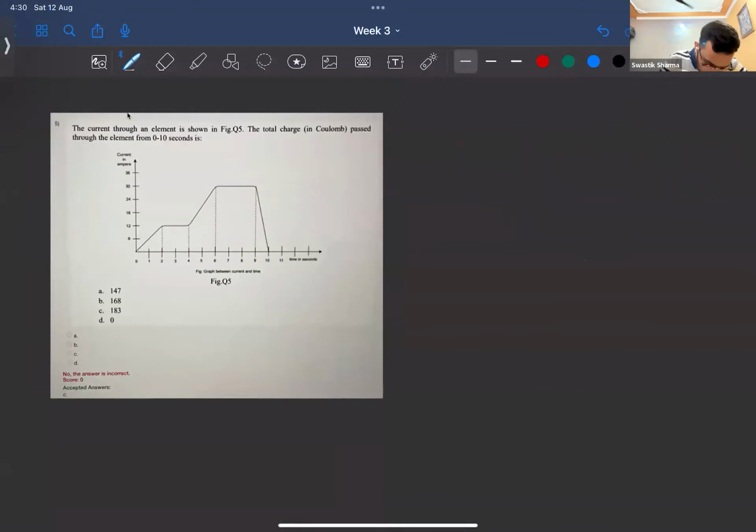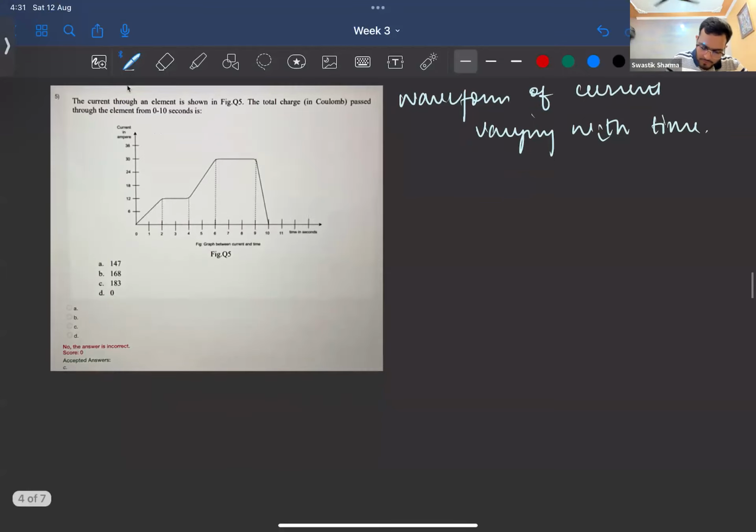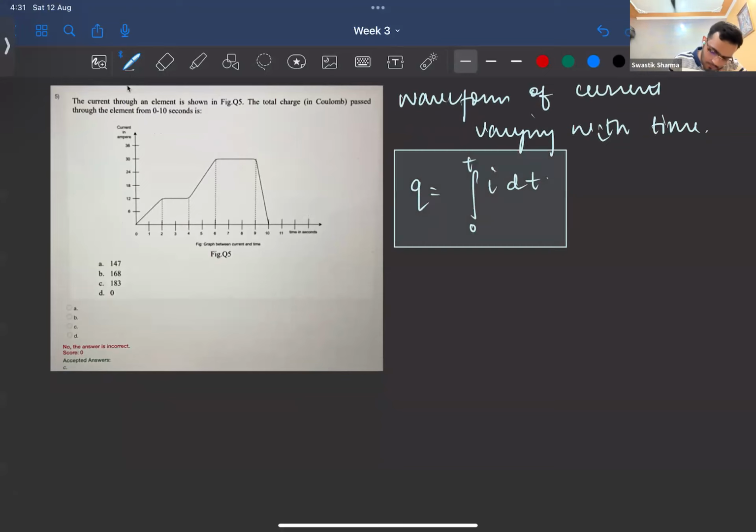Okay, so this is a very good question. We are given the waveform of current varying with time, right? So we know how we can write charge in terms of I and time. Q is nothing but the integral of I dt. So what exactly does this say about this waveform? That Q is nothing but the area under the curve of this current varying with time, right? So let's solve.